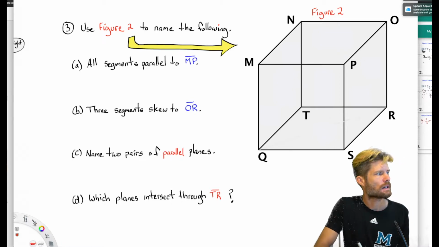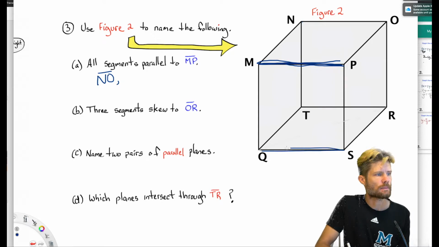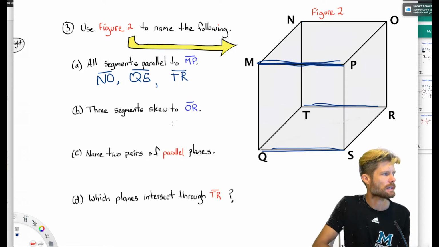Trying to get a good color. All segments parallel to segment MP. Okay, so where's MP? It's this segment right here on this top edge, and we want them to be parallel. Okay, so how about this back one here, NO? Segment NO is parallel. How about the one on the bottom right here, QS is parallel, and then TR is also parallel. You know, we're assuming that this is a cube and all the faces are parallel, opposite faces are parallel.